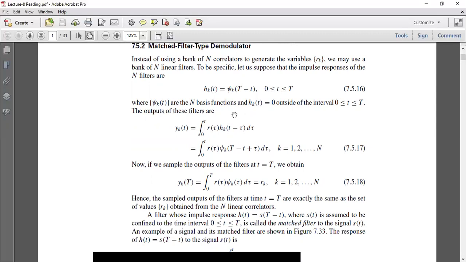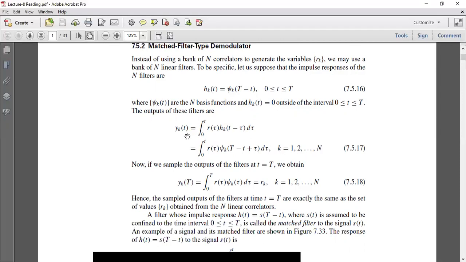Since we are receiving a signal r of t, this will be convolved with our matched filters. You can see this is the convolution of the received signal with the matched filter. So h k as a function of time is equal to phi k of T minus t. This is the definition and the label for the filter. This will be convolved with r of t, so it will look like this, t minus tau. Then we put the value of h k as phi k of T minus t, so instead of t we have T minus t. Since time is reversed, it becomes T minus t plus tau, for k equal to 1 to N.